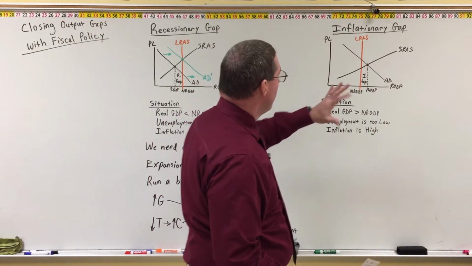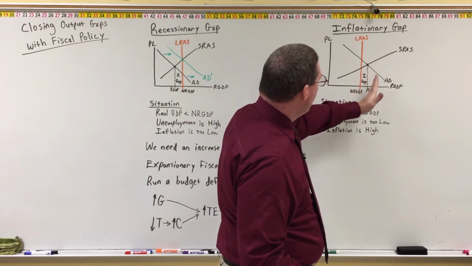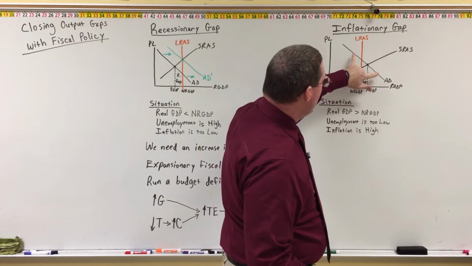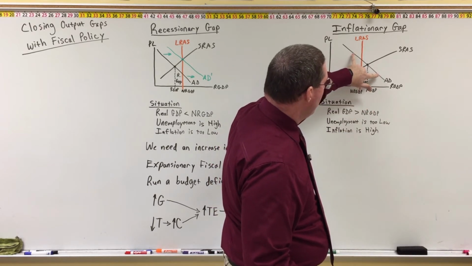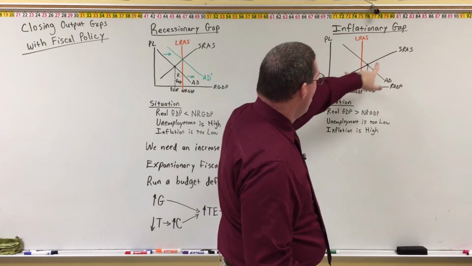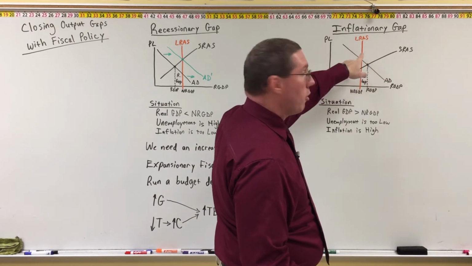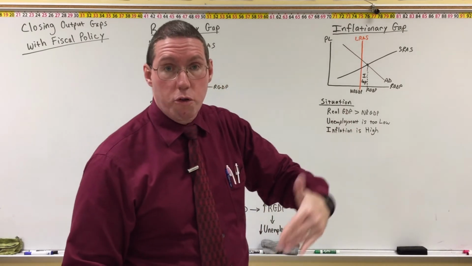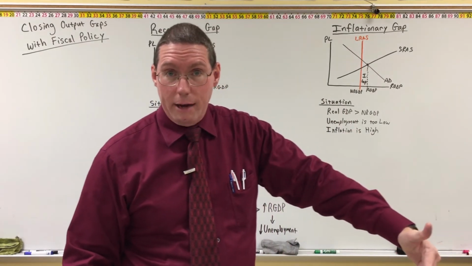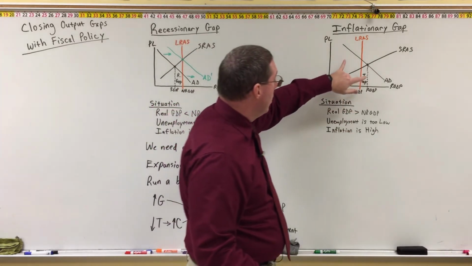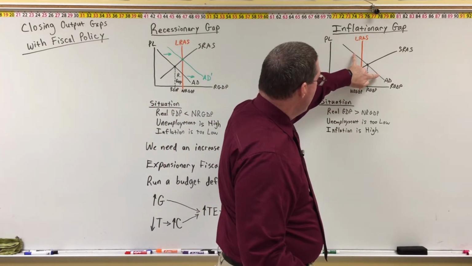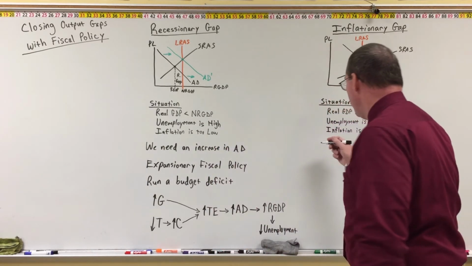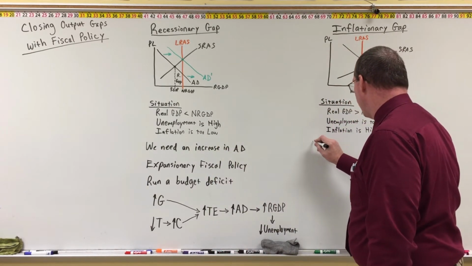Okay? So here in an inflationary gap, we need to decrease real GDP so that it's equal to natural real GDP. We can only do that in one of two ways. Either we move the aggregate demand curve to the left, or we move the short-run aggregate supply curve to the left. Well, this is fiscal policy. Fiscal policy works through total expenditure, which is related to aggregate demand. So what we really need here is a decrease in aggregate demand, a leftward shift of the aggregate demand curve. So we need a decrease in aggregate demand.